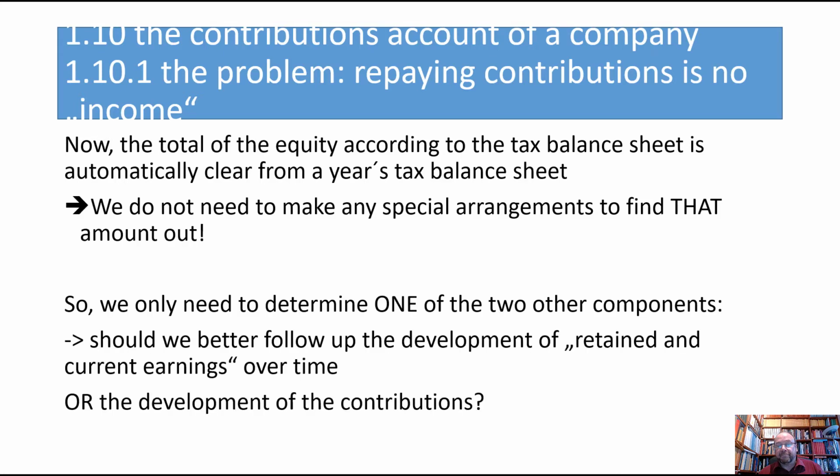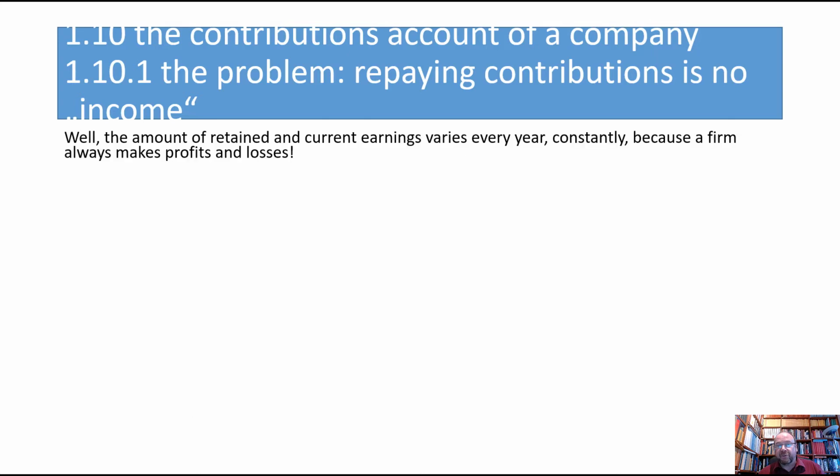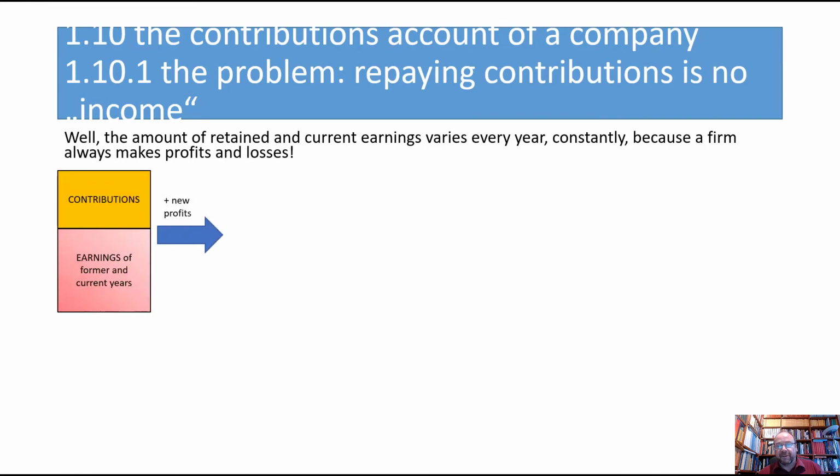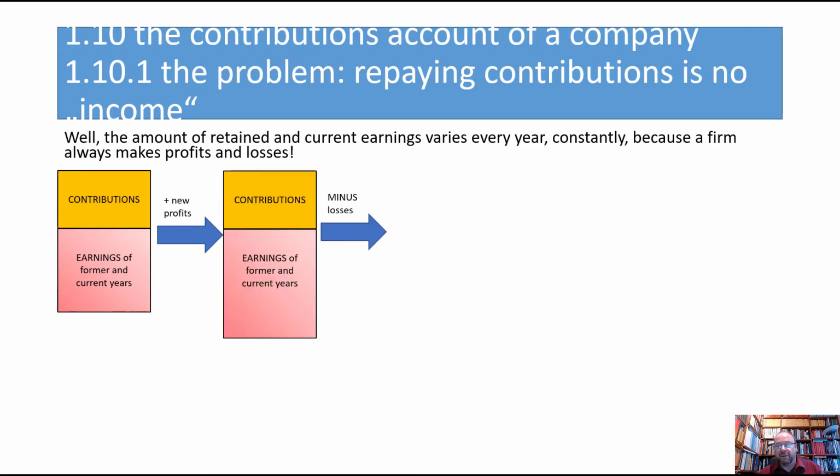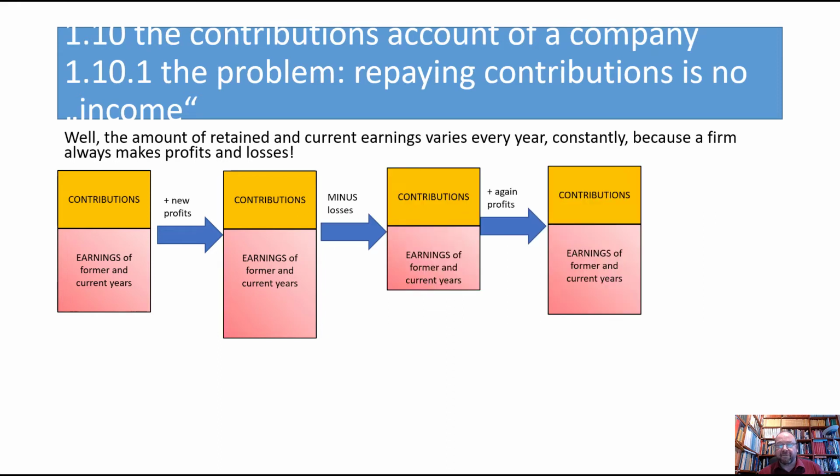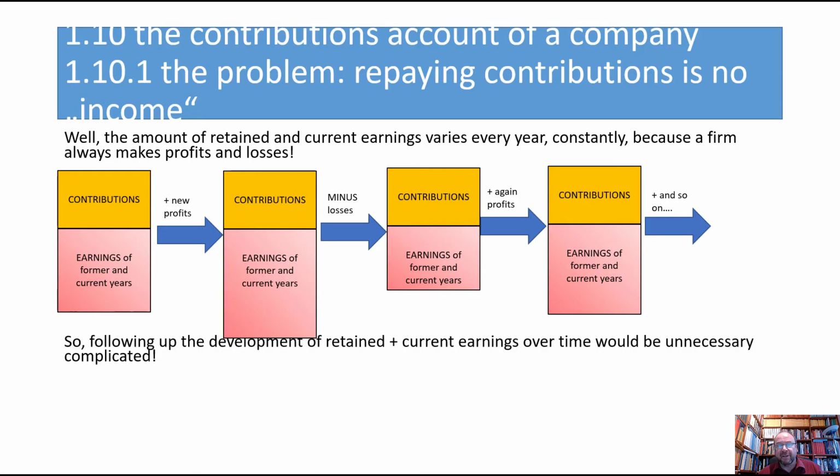Now, the question is, which of the two components is better to follow up? The amount of earnings varies every year. It's a constant up and down because you always have profits and losses. So with new profits the earnings get more. Then you get some losses, the earnings get less. Then again, some profits, the earnings go up. So here you see the earnings, that's a constant up and down, whereas the contributions usually remain the same for a longer period of time.